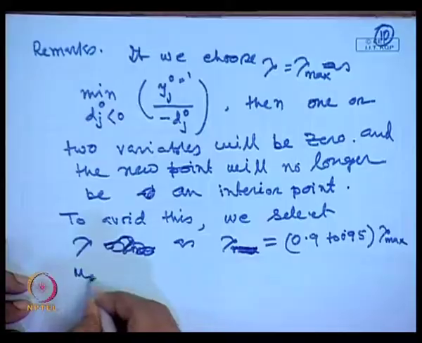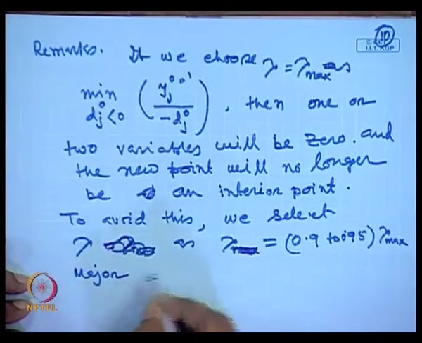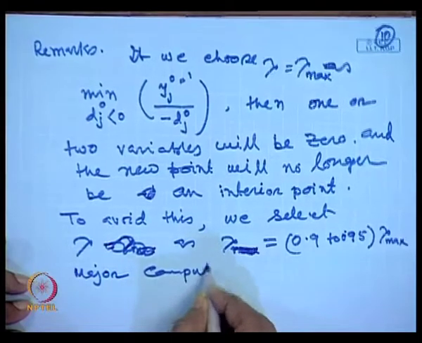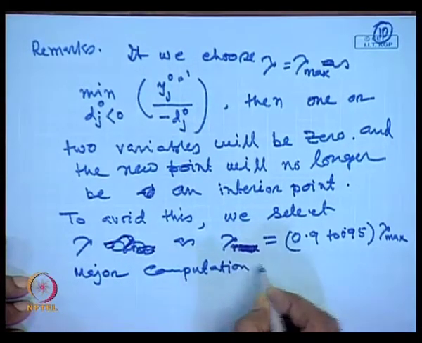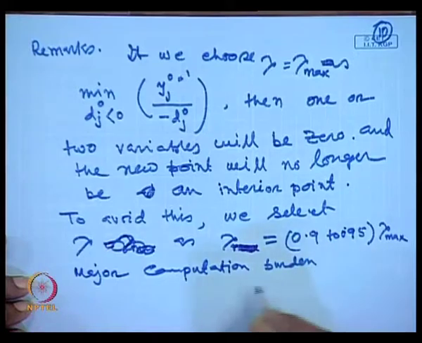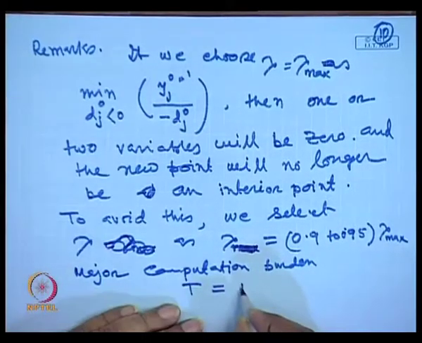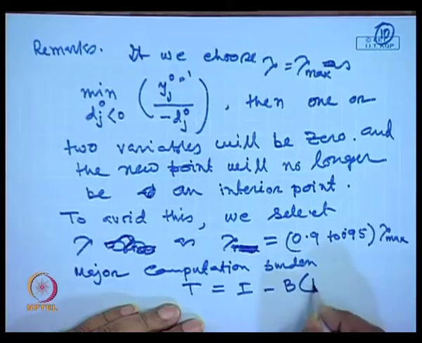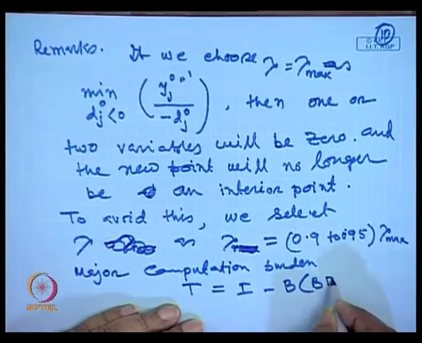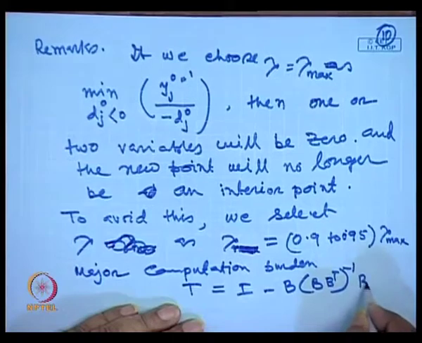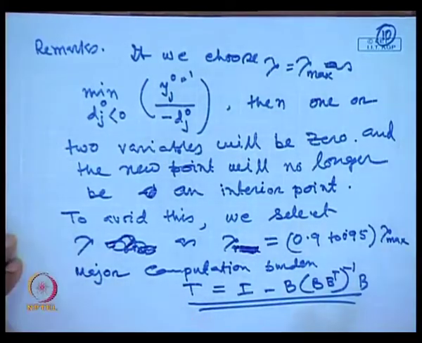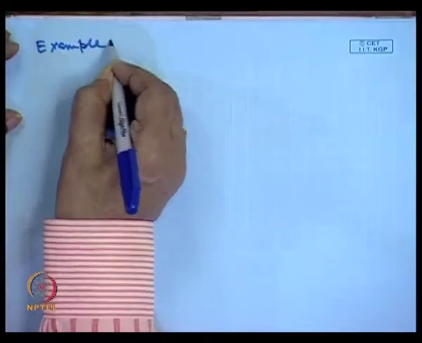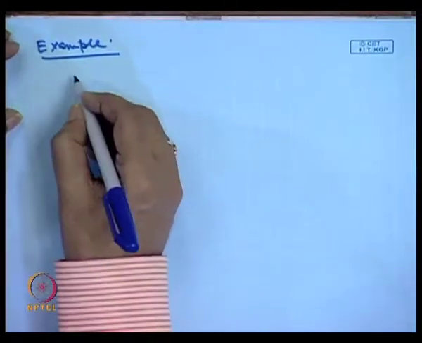So, if you look at this one, our major computational burden is to compute I minus B transpose, B into B transpose whole inverse B. This is the major computation involved in this process. Let us solve the same problem we have considered earlier. I will briefly and quickly solve these problems. Refer to our earlier problem.